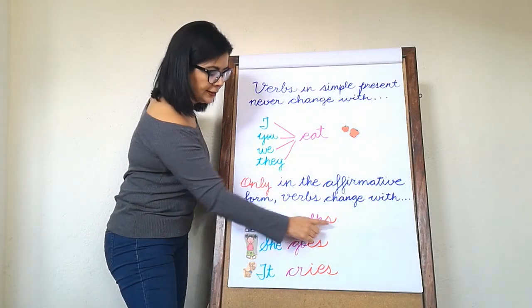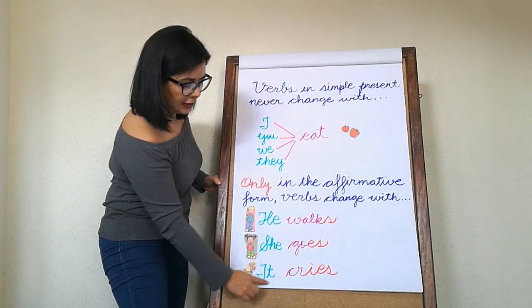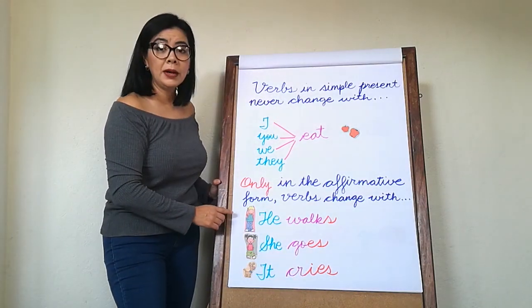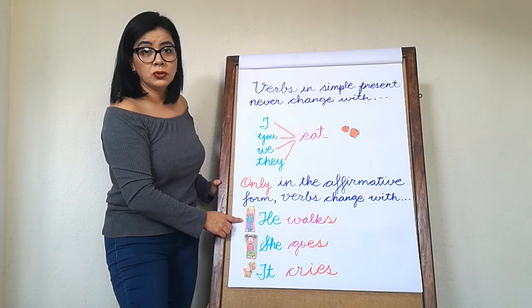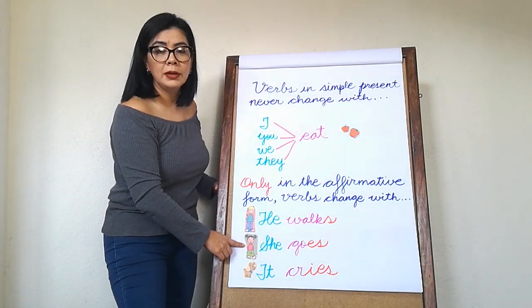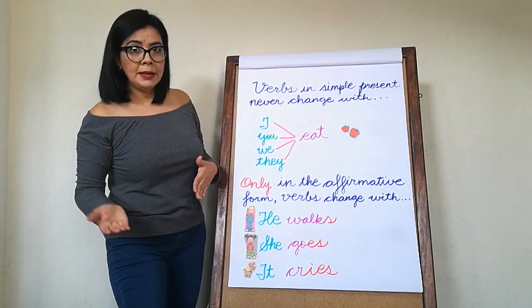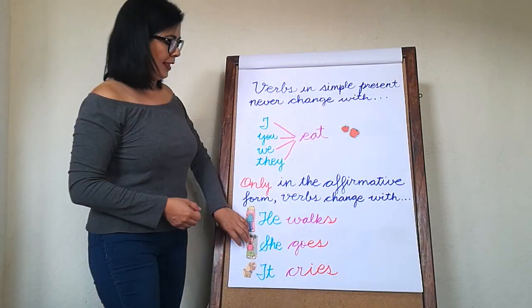He walks, she goes, it cries. Remember the pronouns. He refers to a boy, a man. She refers to a girl, a woman. And it can refer to an animal or a thing. Okay.